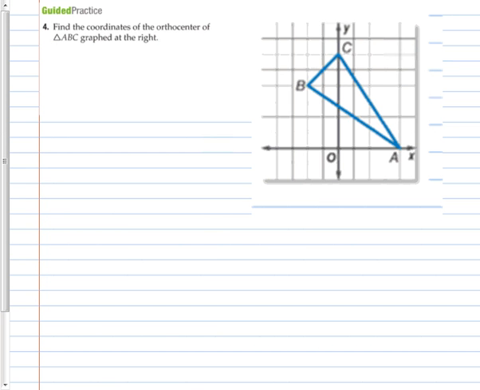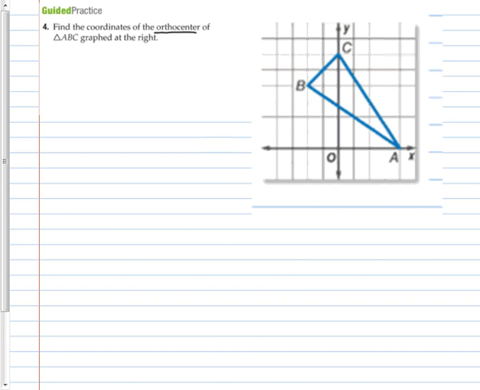Find the coordinates of the orthocenter. So we're going to go through another one of these on a graph. An orthocenter is the intersection of the what? The concurrent point of what do we have to draw to get the orthocenter? Altitudes. What's an altitude? A segment from the vertex perpendicular to the opposite side, or a line that contains the opposite side.